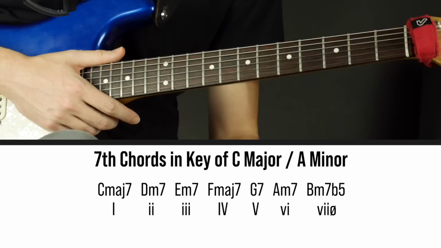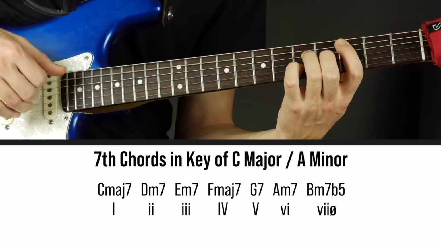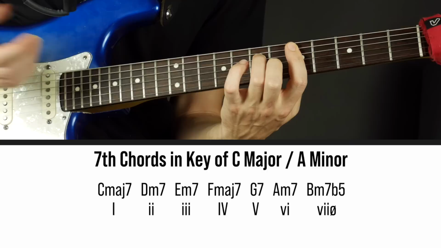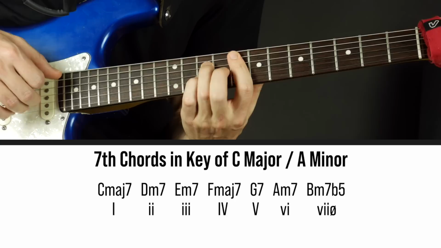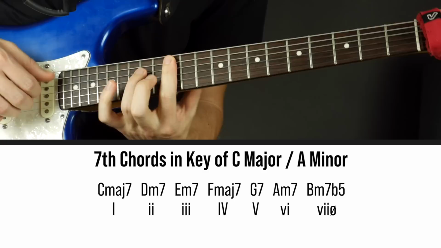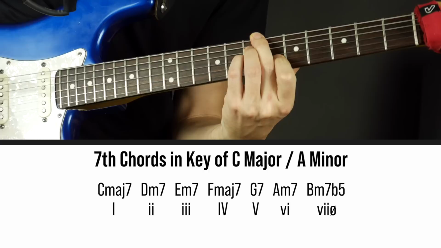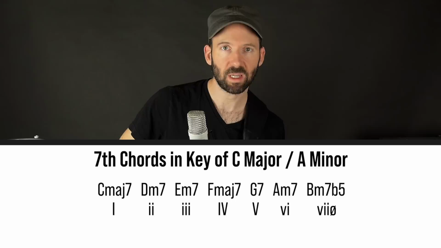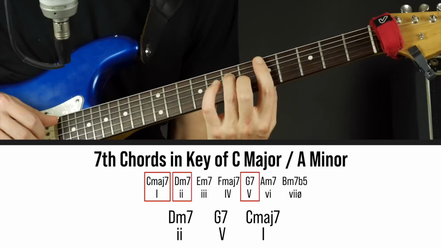So in any key, in this case the key of C, we have 7 chords, C being 1, or C major 7, D minor 7 being 2, or D minor, E minor 7, or just E minor being 3, F major, or F major 7 being 4, G major, or G7 being 5, A minor being 6, B half diminished being 7, and back to C. So in jazz music and even pop music and R&B and neo soul, a 2-5-1 is a really popular progression.